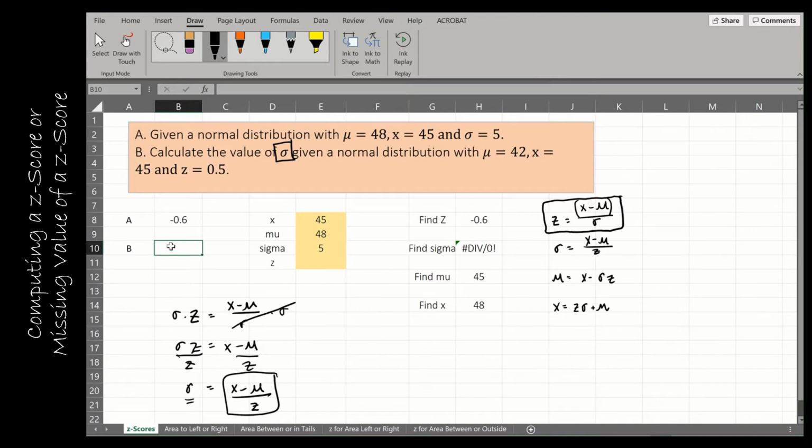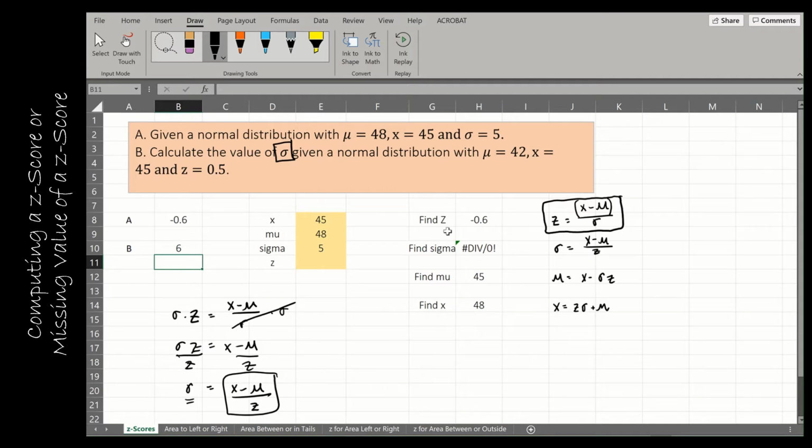So I can answer this question by doing the exact same thing I did before. I'm going to put equals and then parenthesis, and then x is 45 minus mu is 42, close the parenthesis, divided by Z, which is 0.5. And I get positive 6, and that's the correct response.